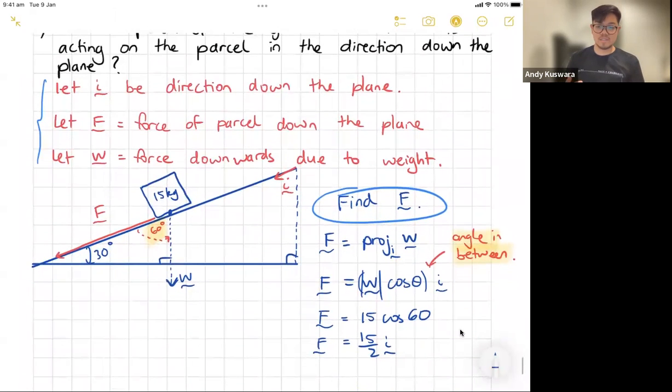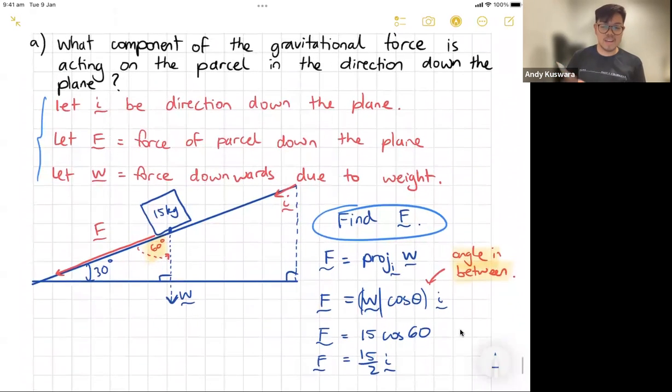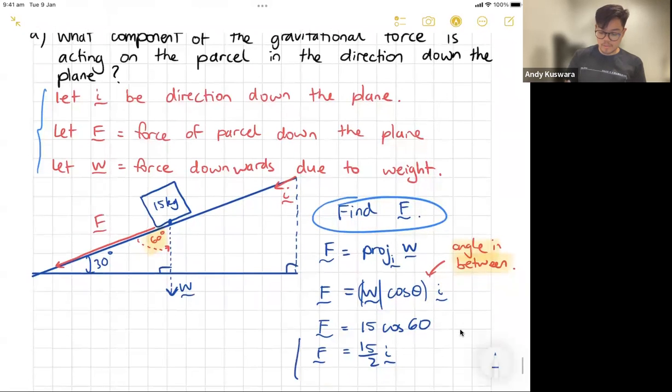If you do your calculations, cos 60 is 1 on 2, a half. So my force in the direction down the plane is going to be 15 on 2. And technically, it'll be the force. Okay. Now, the way that we've done that, we've got that.